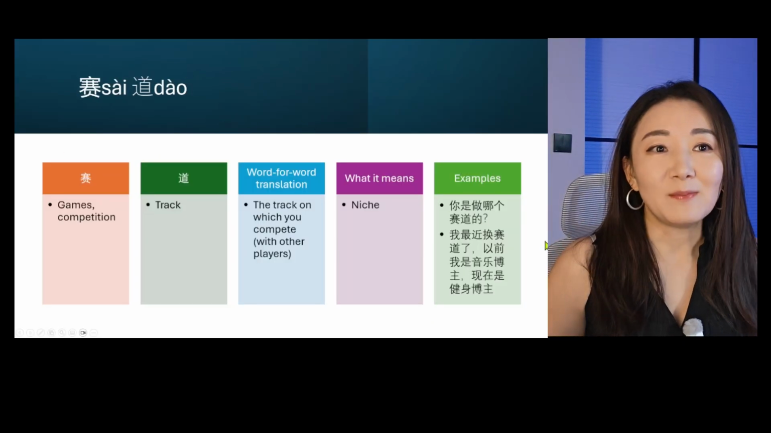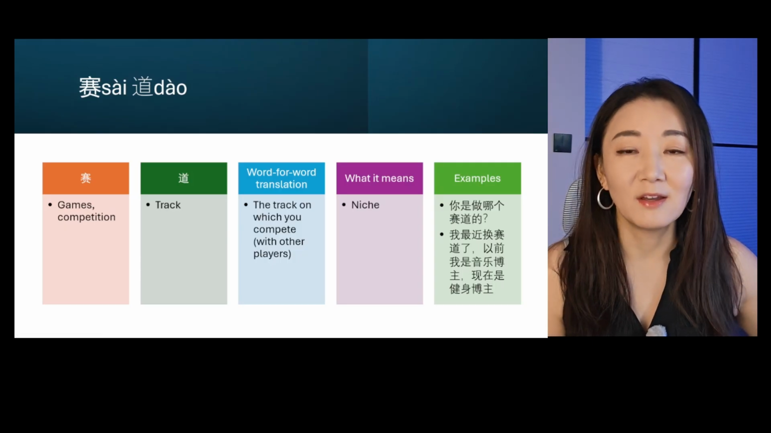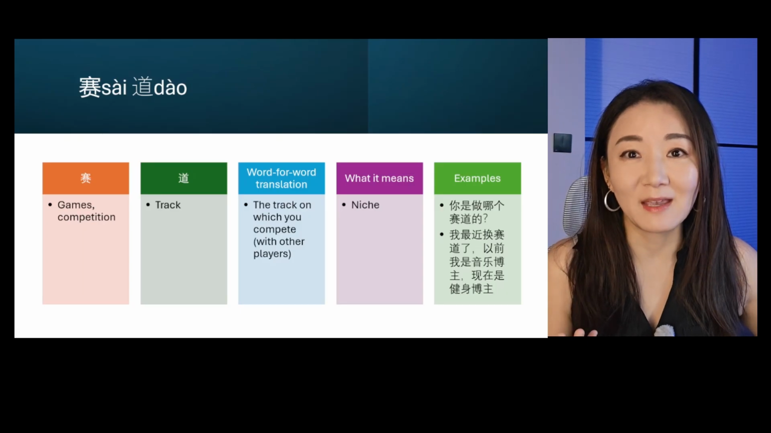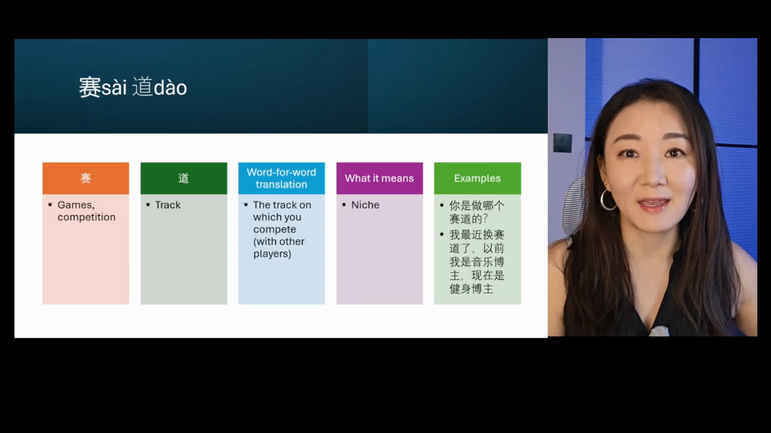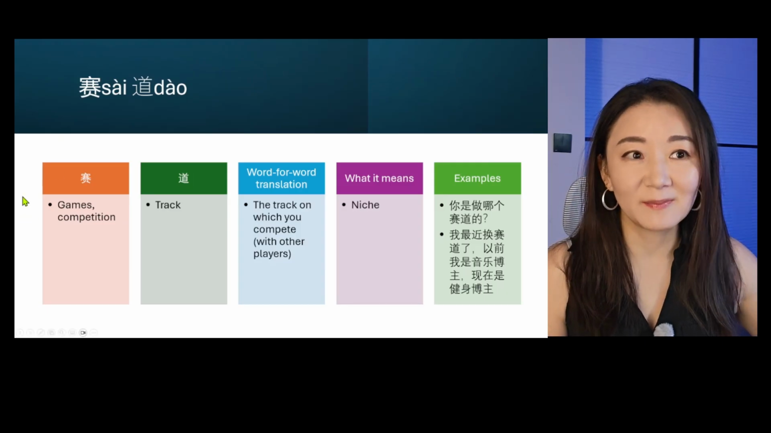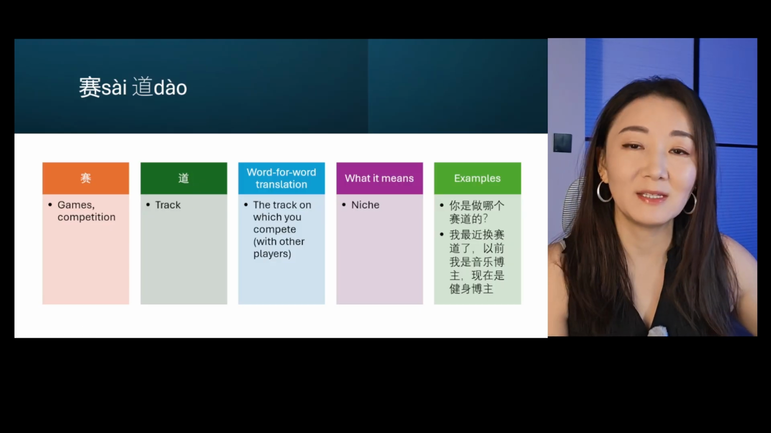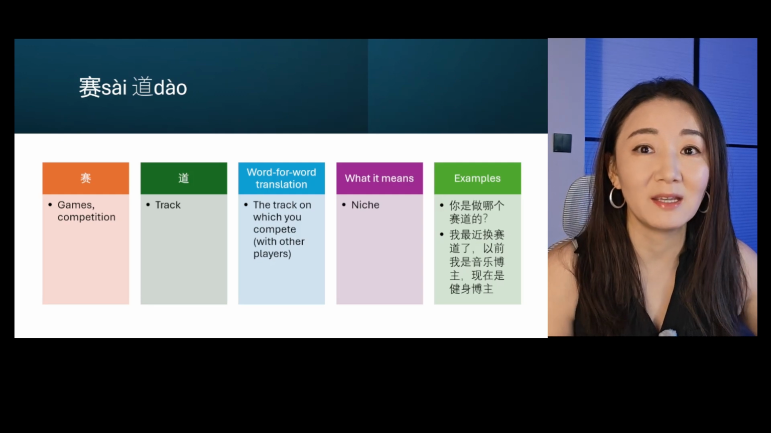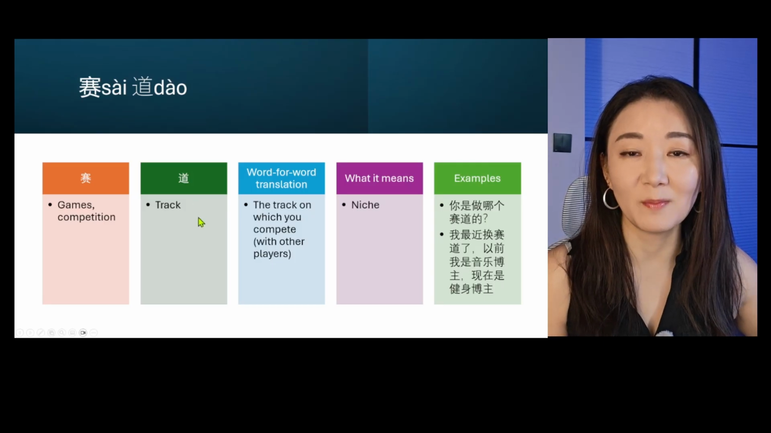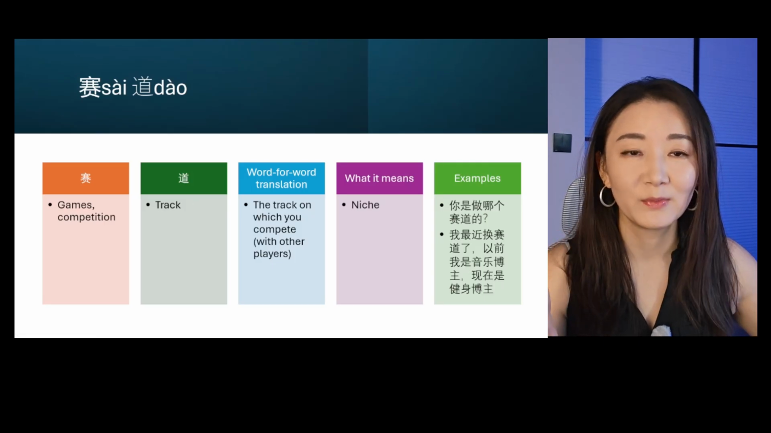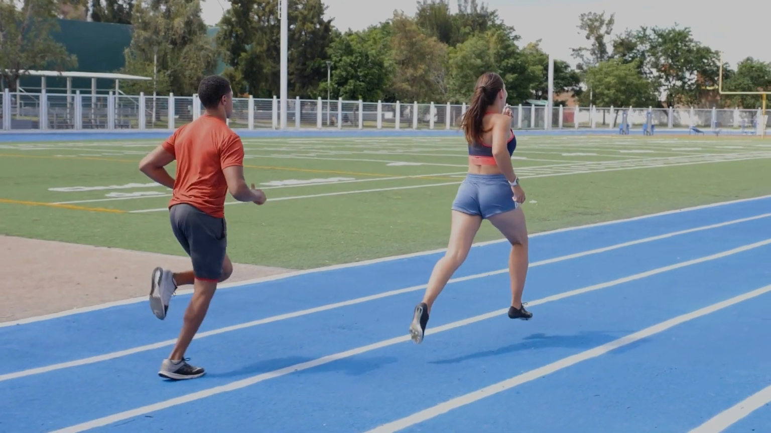赛道. 赛 means games. For instance, 篮球赛, basketball game. 足球赛, football game. So 赛 means game or competition. 比赛, compete. 我跟他比赛, 我跟他竞赛. I compete with him. That's what 赛 means. How about 道? 道, like many Chinese characters, it has multiple meanings. But today we're going to focus on the meaning of 道 in the context of 赛道. So 道 means track. It can mean the running track, like in the Olympic Games when people run, they have tracks, right? So 赛道, the word-for-word translation means the track on which you compete with other players.